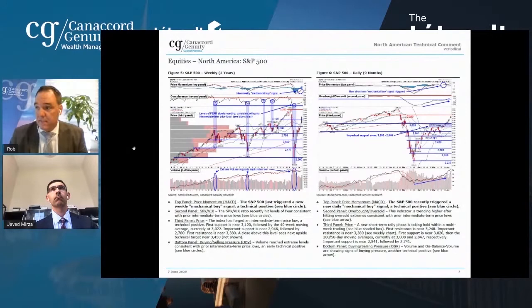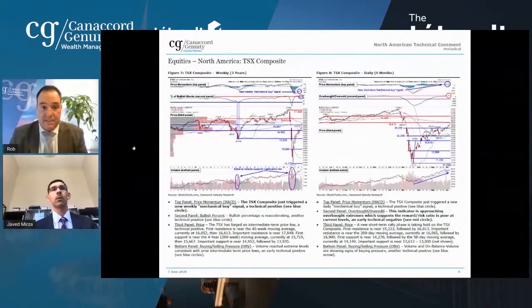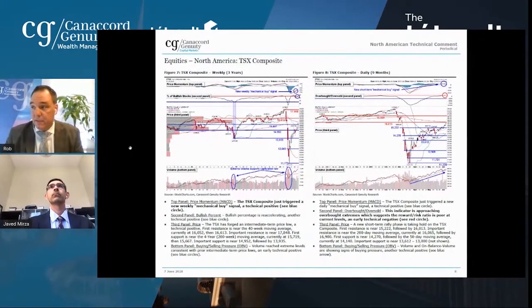Let's go on to the next slide here. We're taking a look at the TSX composite. This is equities. Again, the 3-year and the 9 months. So you talked about support. What are you seeing here with respect to support? And maybe pause just a sec and explain to us what support is for a stock and resistance. I know for you it's second nature.